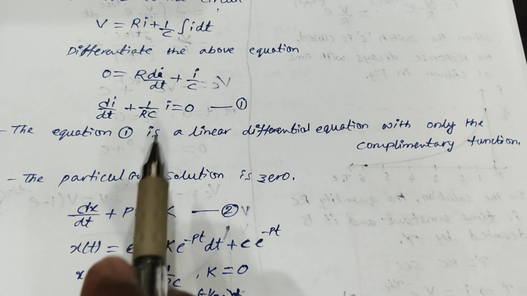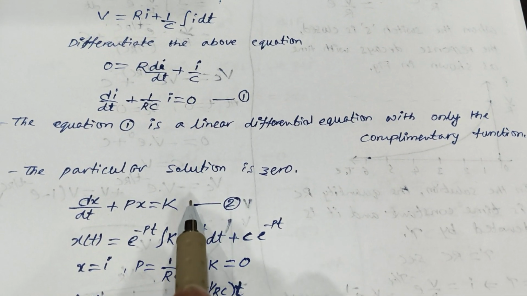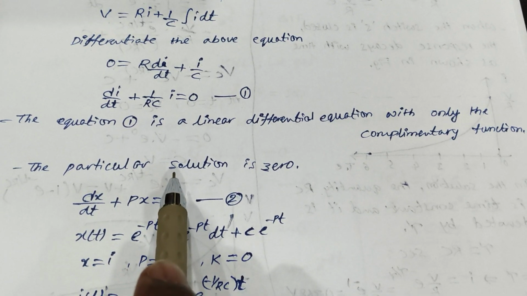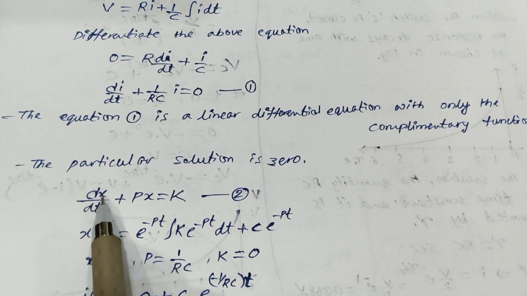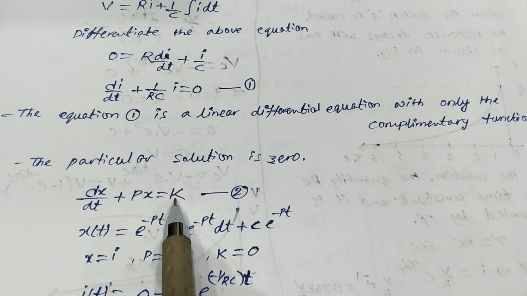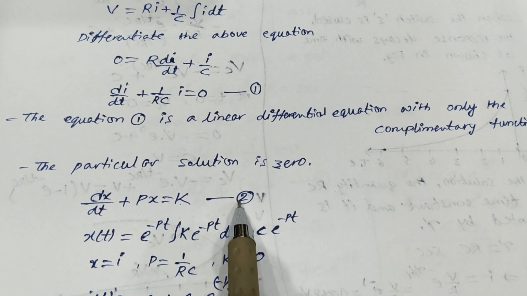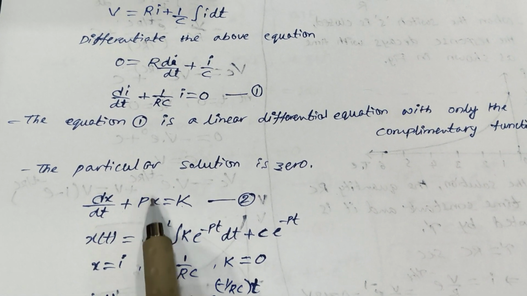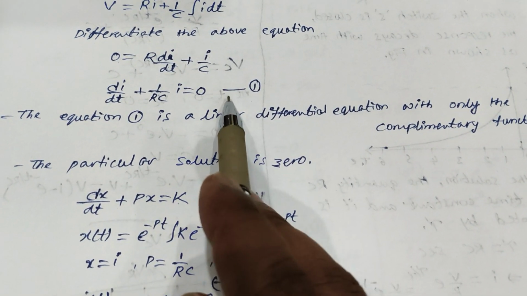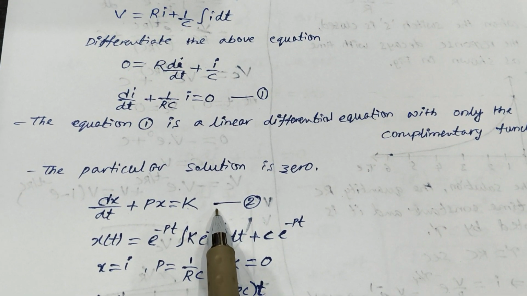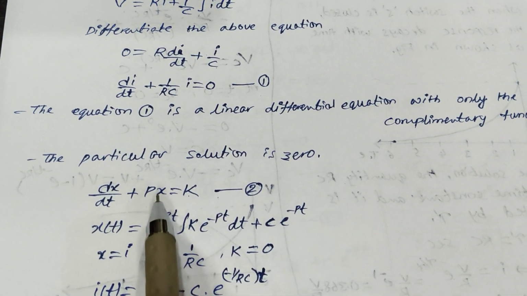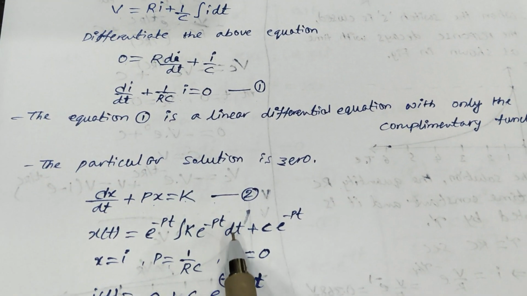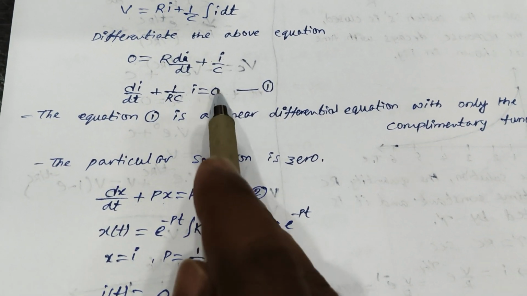Anyway, we can compare the same first equation with the known differential equation, like we have seen in the RL circuit. The known differential equation is dx by dt plus px is equal to k. This is the second step. Compare the first equation with the known differential equation, so that you will get x is equal to I, p is equal to 1 by RC, and k is equal to 0.